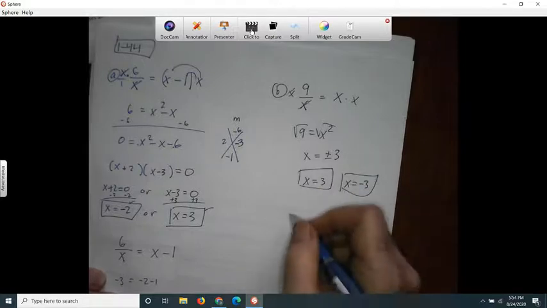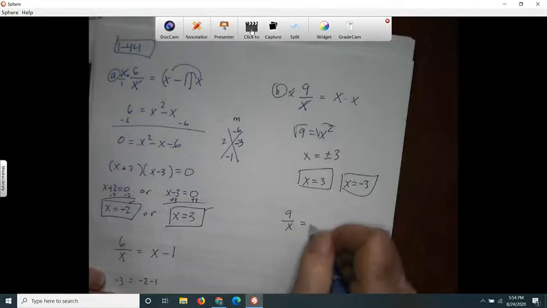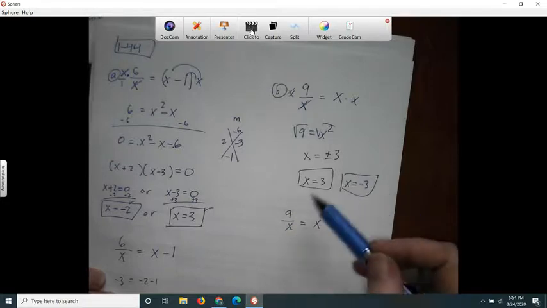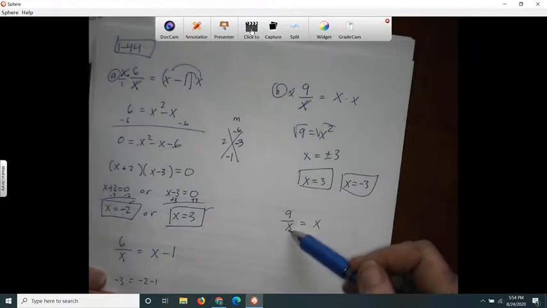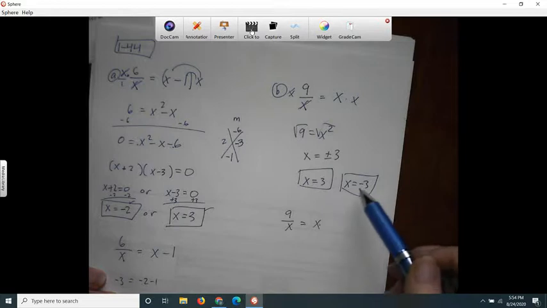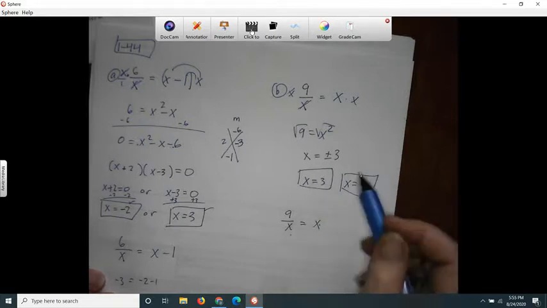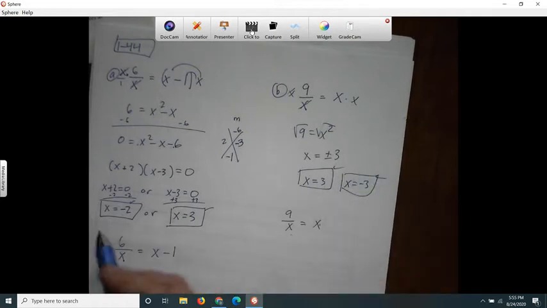The original equation was 9 over x equals x. So let's see if they work. 9 divided by positive 3 equals positive 3. So that worked. And 9 divided by negative 3 equals negative 3. So that also works. So these are all the solutions.